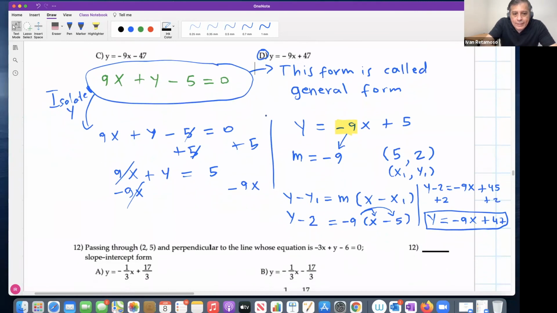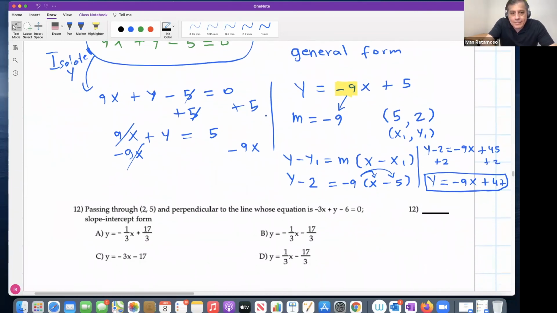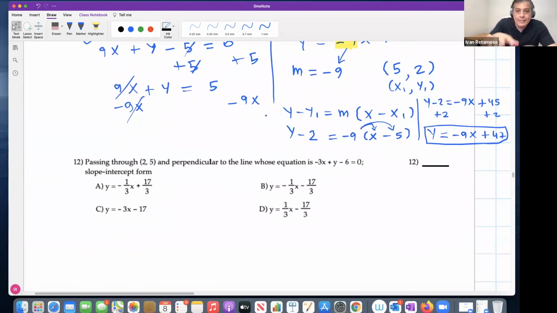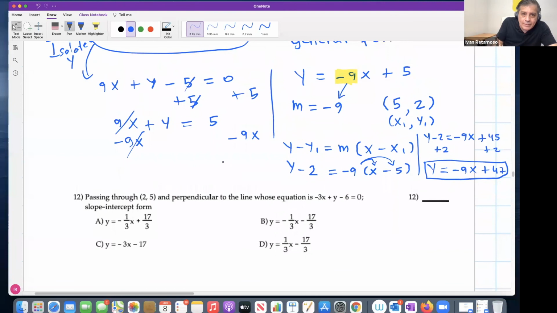Okay, finally, let me finish with this one. Try to do this one now, the perpendicular with general form, but you know what to do, right? I'm gonna give you some time.